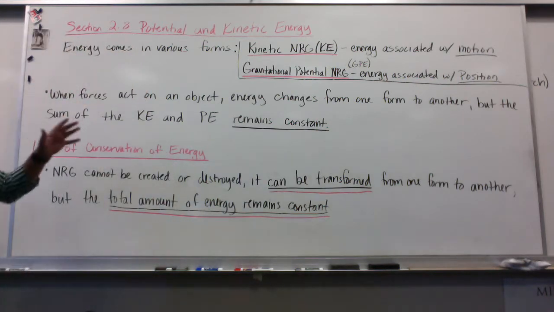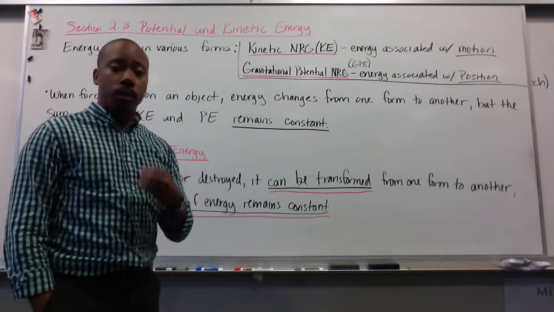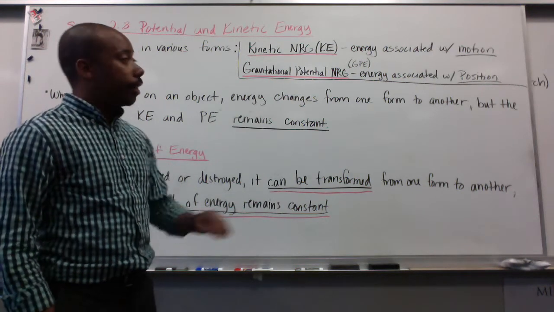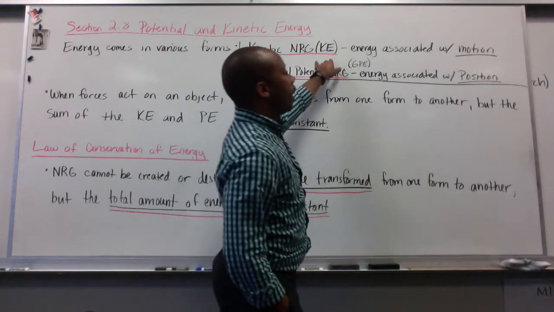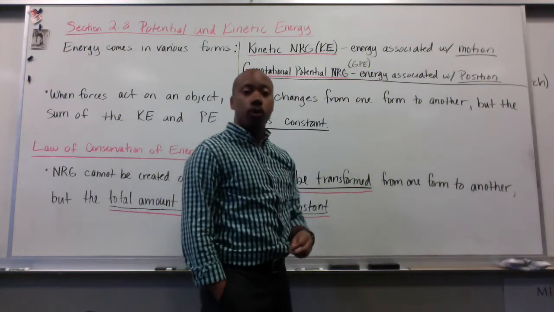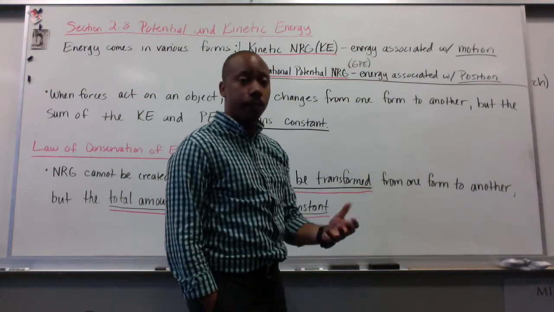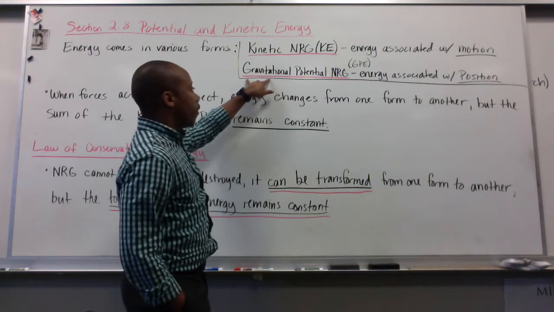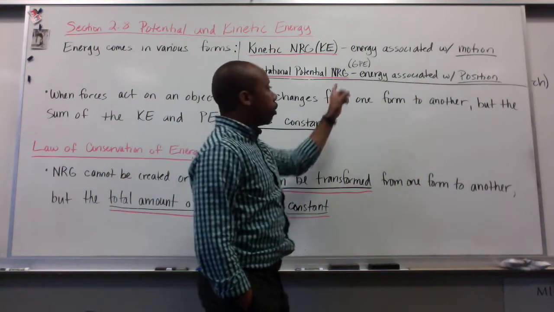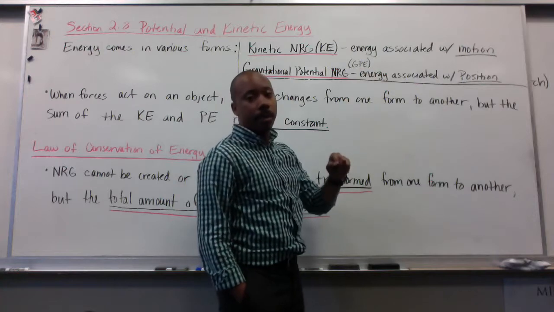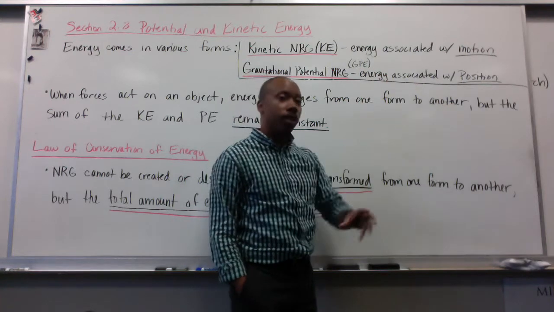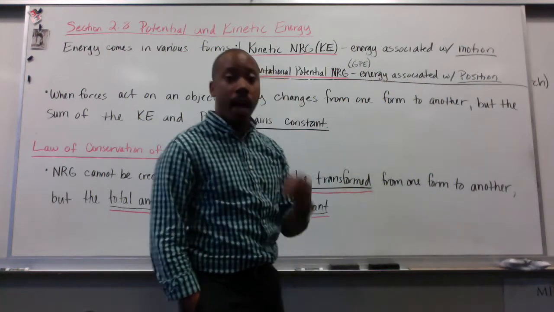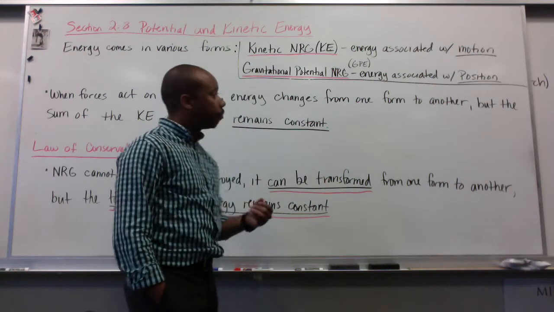Now, energy comes in various forms. There are two particular forms that we'll be talking about today. That's kinetic energy, abbreviated as KE, which is the energy associated with motion. So when an object's in motion, it has kinetic energy. We'll also be talking about gravitational potential energy, which is abbreviated as GPE at times, and that's the energy associated with position. So at different positions, objects will have different energies.